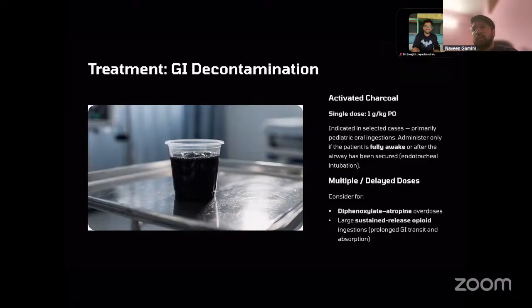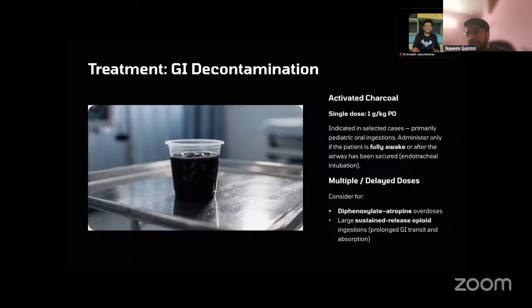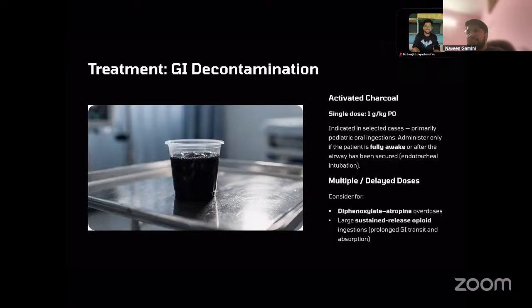There is a role of multiple or delayed doses in conditions such as diphenoxylate atropine overdose. I'll be talking about this compound later. In the case of diphenoxylate atropine, we can have multiple or delayed doses of GI decontamination, or if your patient has consumed sustained release opioid ingestions. Here, the opioid itself causes reduced GI motility, and being sustained release, it will prolong the GI transit and the absorption time. So in such a condition, multiple or delayed doses of activated charcoal will be useful.